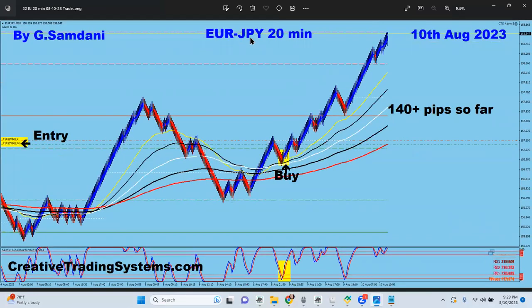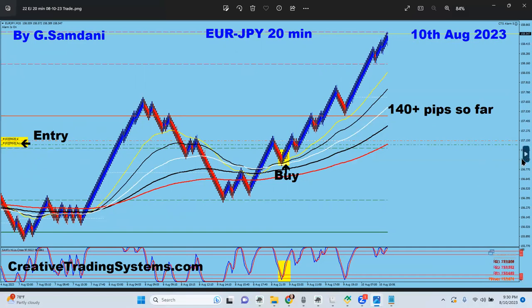Fourth, Euro Yen, 140 pip. By the way, the first one I showed you was here. I didn't close the trade because I knew this thing was going to go all the way up, because Euro was getting strong as well. So I held that trade for the second day. I started on the 9th and ended up on the 10th today for 140 pip, Euro Yen.